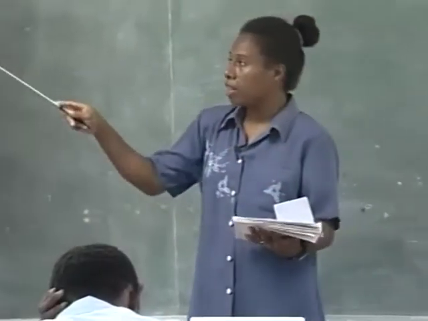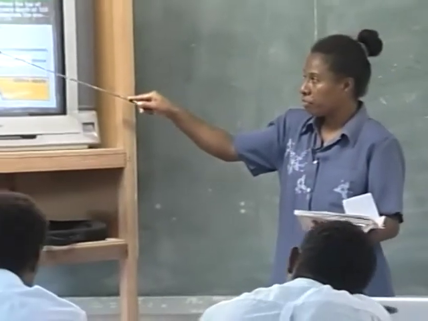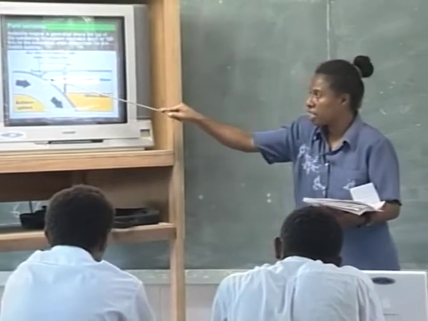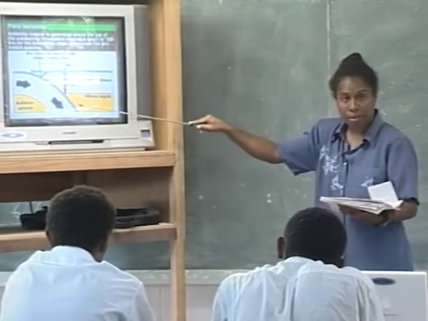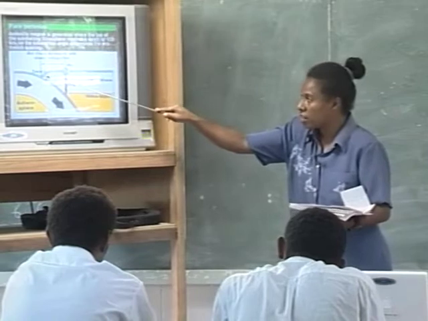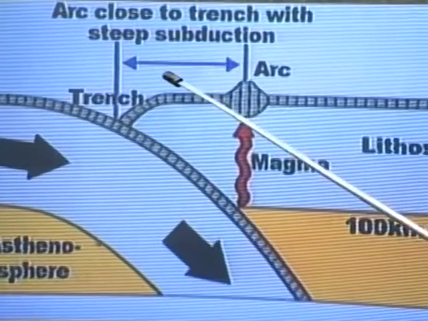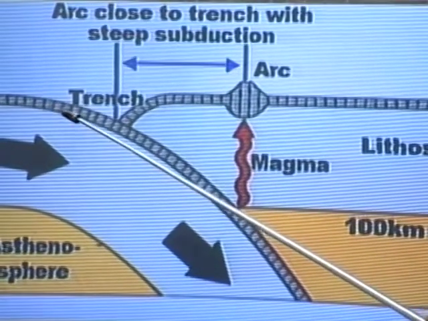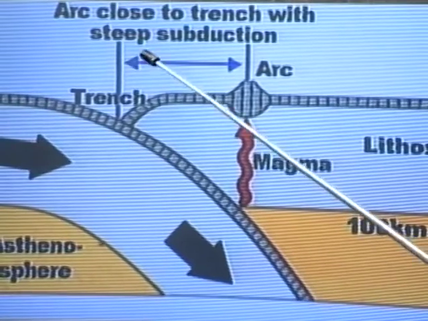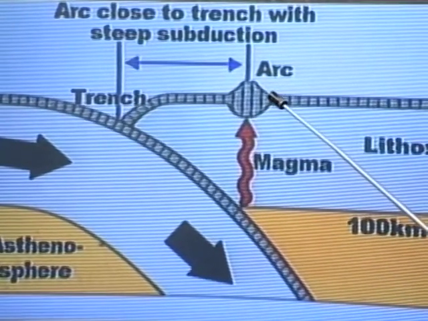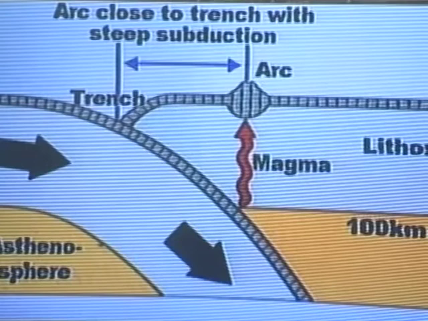Okay, so if you look at the example here, if the subduction is steep, then the distance between the trench and the island arc is going to be short. So the distance here. If the subduction is steep, the distance between the trench and the island arc is going to be short.